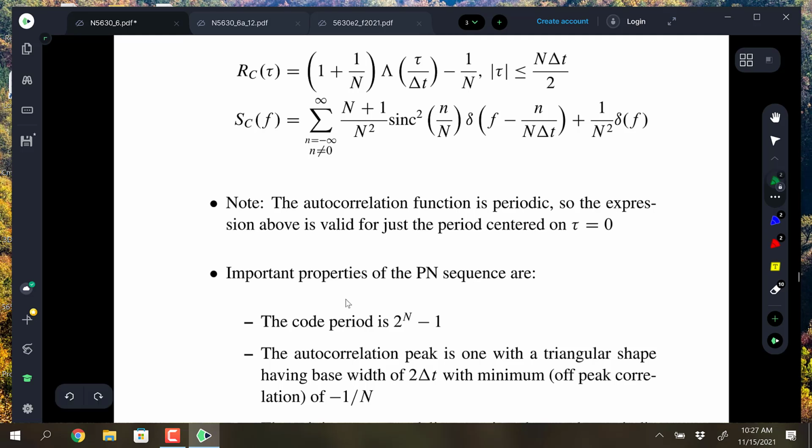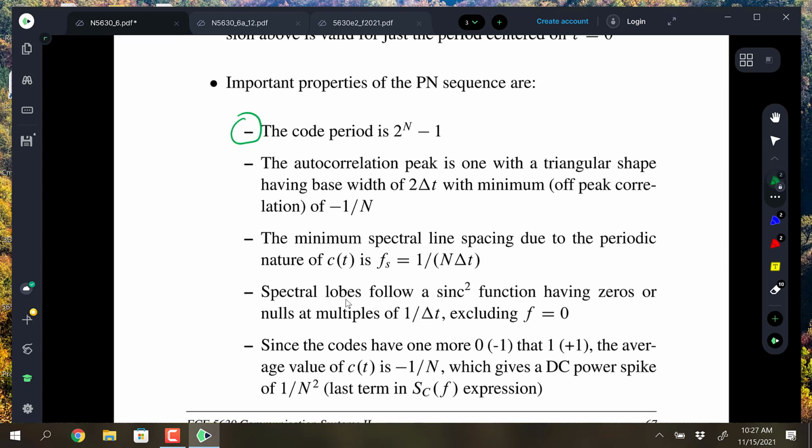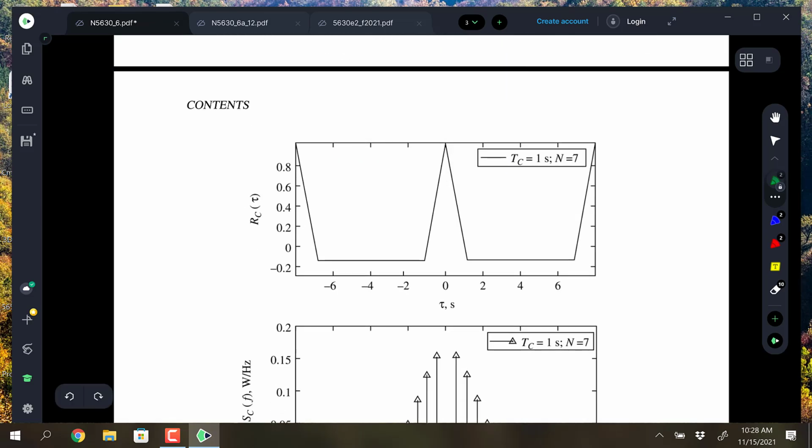Its length, the code period length, is always 2 to the n minus 1. The spectral peak occurs once per period, and if it's a waveform, it's going to be triangular. If it's just the sequence, it's not triangular. It's just going to be sample values. But the property is when you're not on the correlation peak, you're always going to be at minus 1 over n, whereas when you're on the peak, it's at 1.